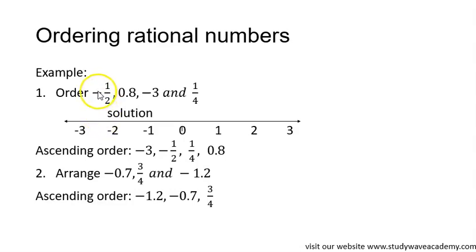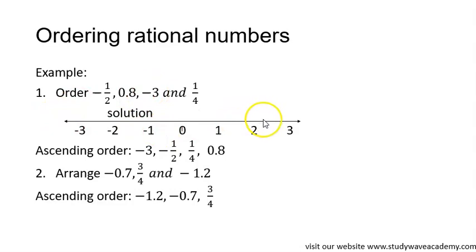So if you convert minus 1 over 2 to decimal, you can use the long division method to do that. You have minus 0.5. And if you convert 1 over 4 to decimal, you have 0.25. Okay, this is a positive. Remember, this is also a positive, even if you don't see the positive sign in front. This is a positive, this is a positive, this is a negative, this is a negative. So in ascending order, minus 3 comes first.